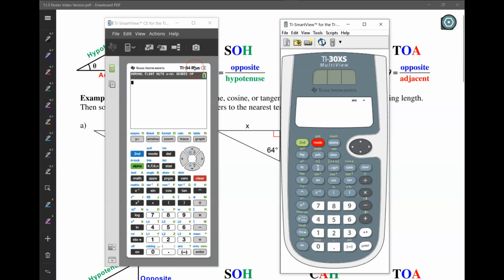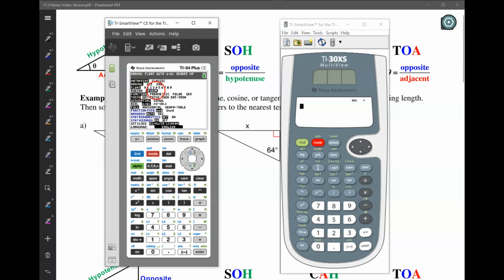On a graphing calculator, it's very similar. Hit the mode button, and the third or fourth line down will say radian degree, and you want to make sure degree is highlighted. So go over till degree is highlighted, hit enter, and then you can quit.